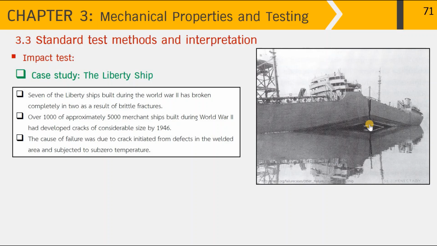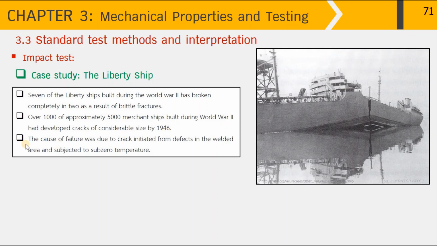And if you look carefully, you can notice a huge crack over here. For this case, 7 of the Liberty ships built during World War II broke completely in two as a result of brittle fracture. And over 1,000 of approximately 5,000 merchant ships built during World War II had developed cracks of considerable size by 1946. And this was very challenging for engineers in those days without knowing what happened.